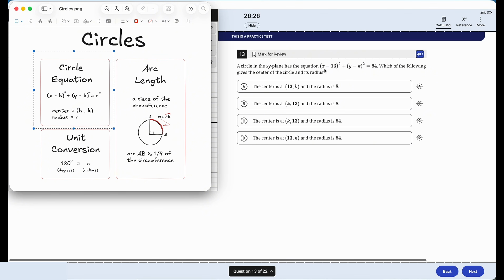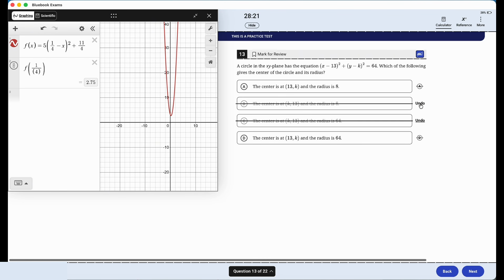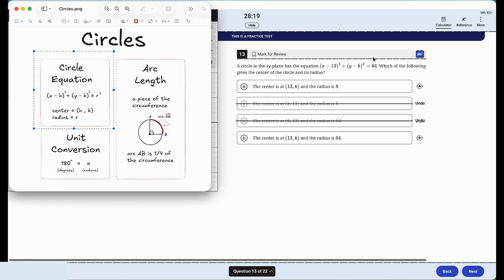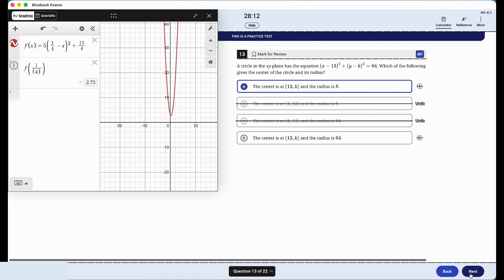So here we see minus 13, we want positive 13. We see minus k, we want positive k. So that's got to be A or D. And then the last thing you have to know is what's this number, the 64. It always equals radius squared. So you do the square root of that number, that's the radius, so it's 8.